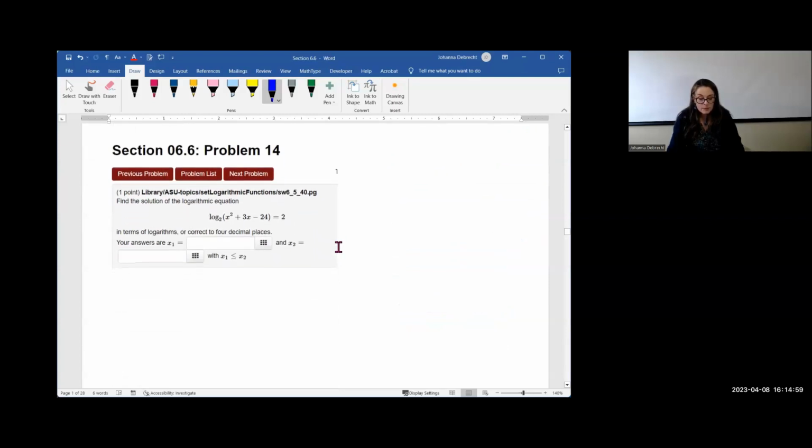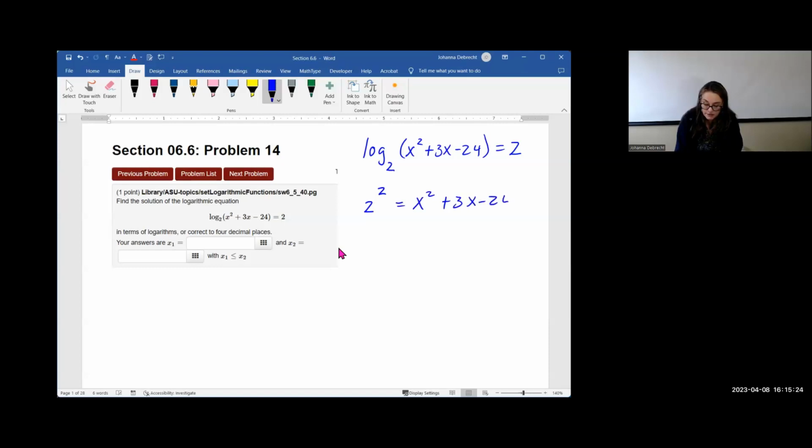Let's now look at problem number 14. In problem number 14, I've already got the logarithm isolated. I have a very complicated and long answer part, but it is already in logarithmic form, so I can simply switch forms. In this case, I'm going to get 2 to the second power equals x squared plus 3x minus 24. Multiply out the 2 squared to get 4, and then combine everything onto one side of the equation so you have 0 on the other.